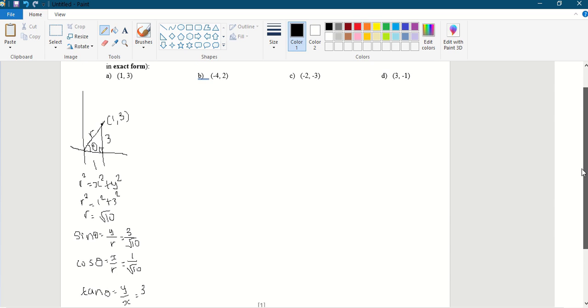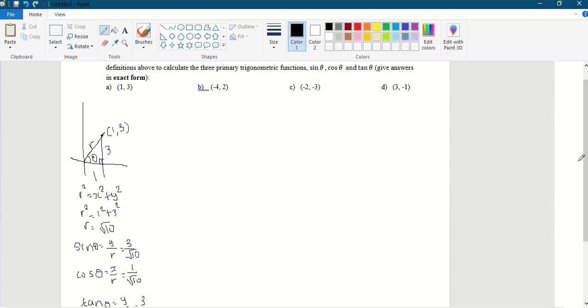Let's see another one. If we have negative 4 and 2 as our point, that is basically x negative, y positive, so that will be in the second quadrant. If we were to sketch, it will look like this. Let's say this is negative 4 and this is 2 here. The angle theta, always in standard position, is this. This is the right angle.